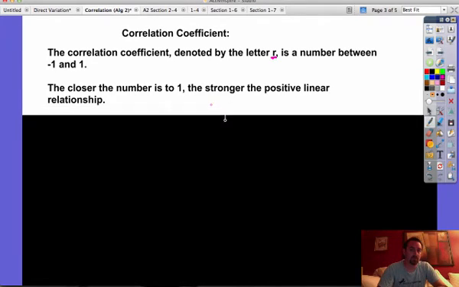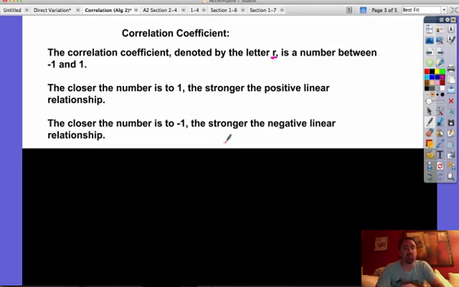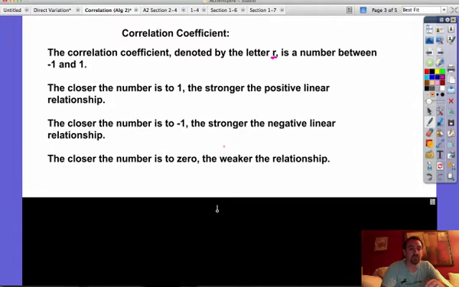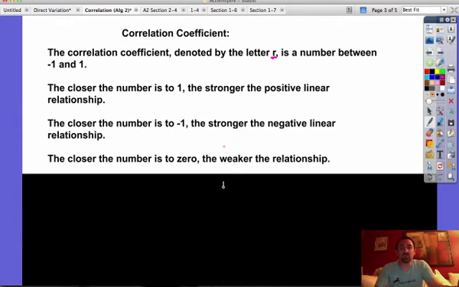You can imagine what happens here. If the number is close to -1, then again the correlation is strong, but this time the slope of the line that might go through the data is negative, so it's falling. And finally, if the number is close to 0, it's a weak relationship. It might be a weak positive relationship, it might be a weak negative relationship. In any case, it's a weak relationship.